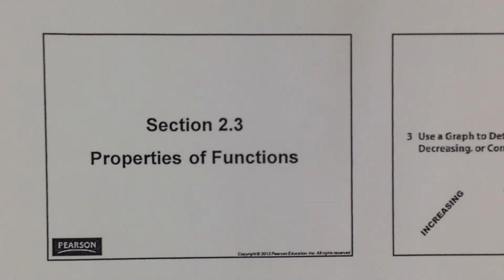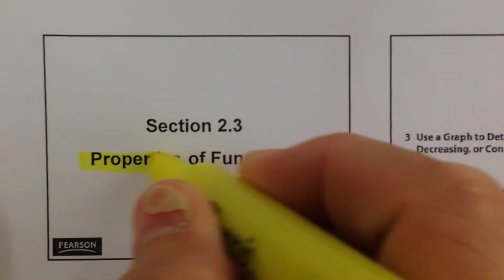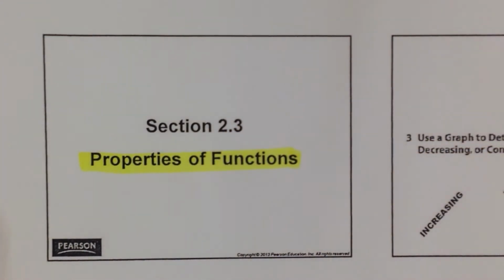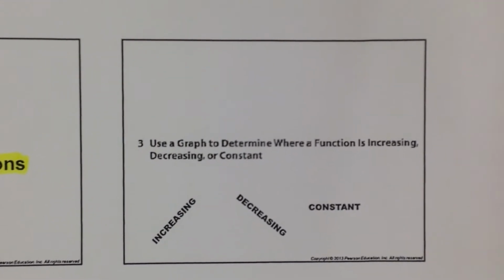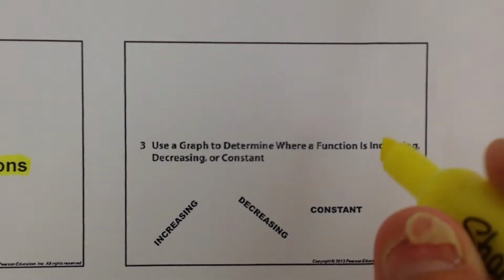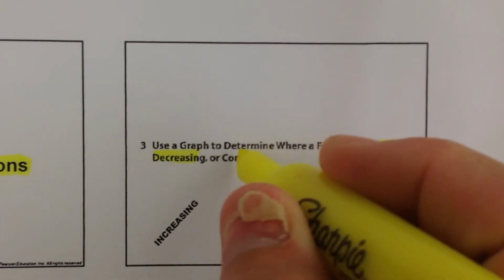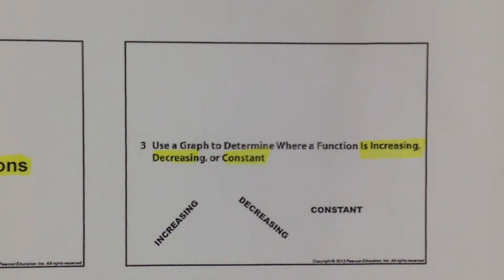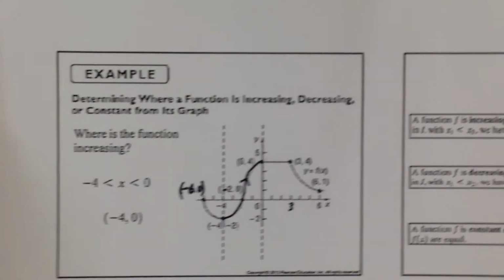Alright, let's get started. Section 2.3, Properties of Functions, is literally one of the most important sections in the entire book. We're going to talk a little bit about certain properties. The first property is how to determine where a function is increasing, decreasing, or constant. And let's look at an example.